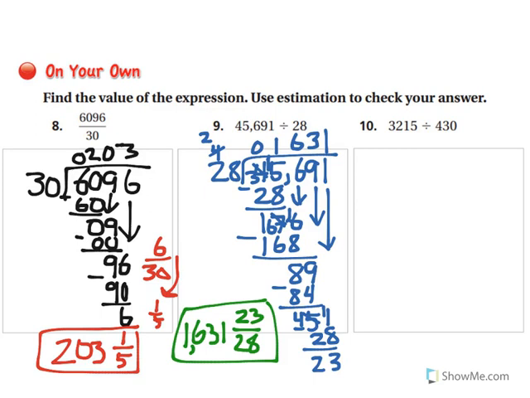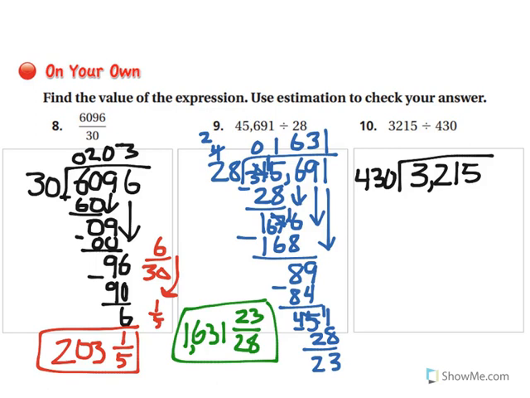Let's go ahead and try number 10. So I have 3,215. I'm going to divide this by 430. And let's see what happens.